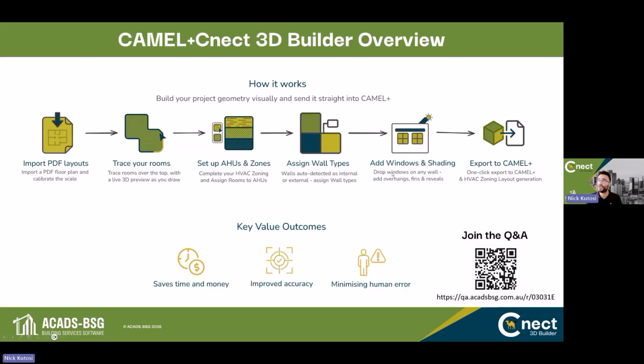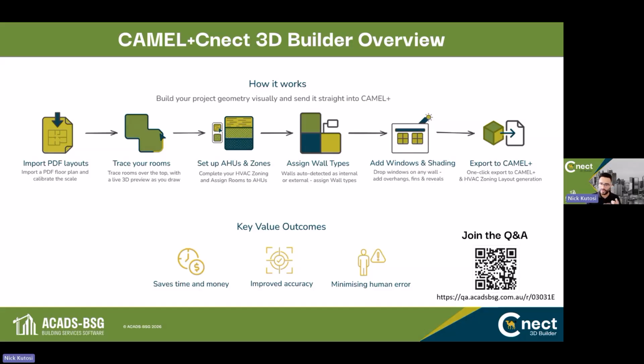You then go through and add your windows and shadings. So you can drop windows onto any wall, and you can add overhangs, fins, and reveals, just like you do in CAMEL+. But in the case of the 3D Builder, you can do so visually on the layout and see that reflected in the 3D view of the building as well. At the end of the workflow, you'll export to CAMEL+, so all those measurements are transported over into the normal CAMEL+ input screens, where you can finish off your engineering inputs and then run the calculation from there.